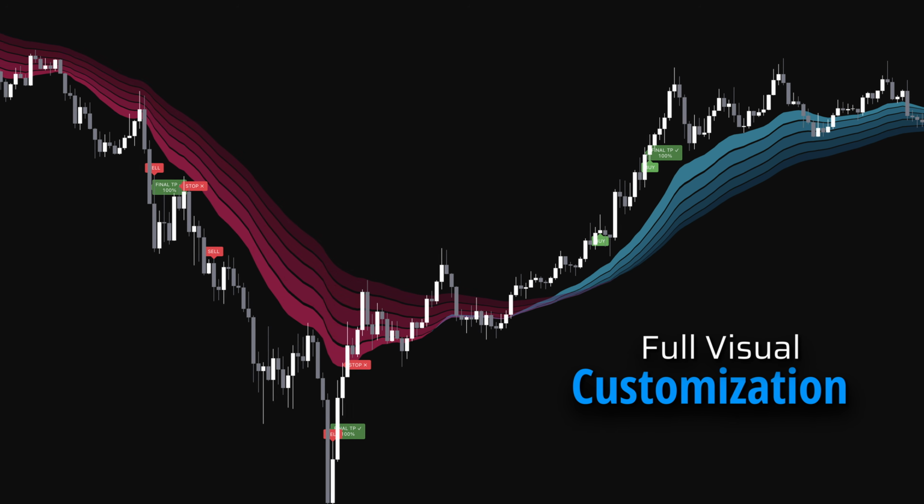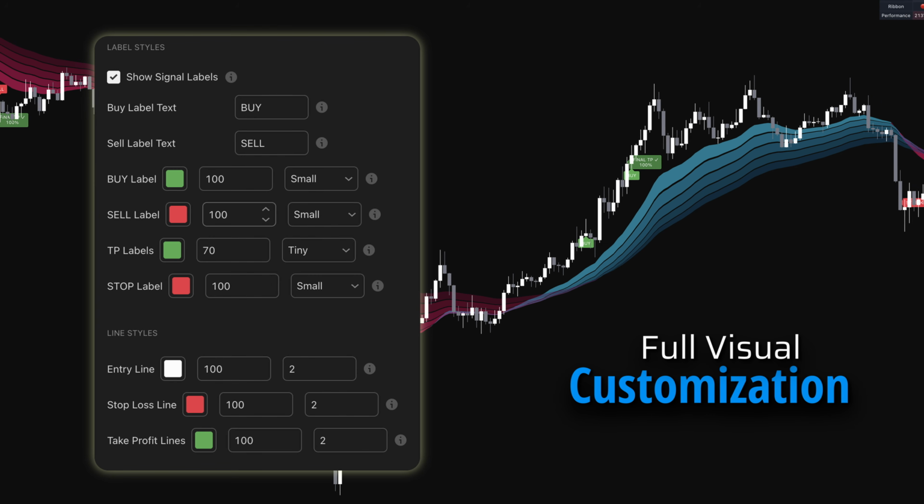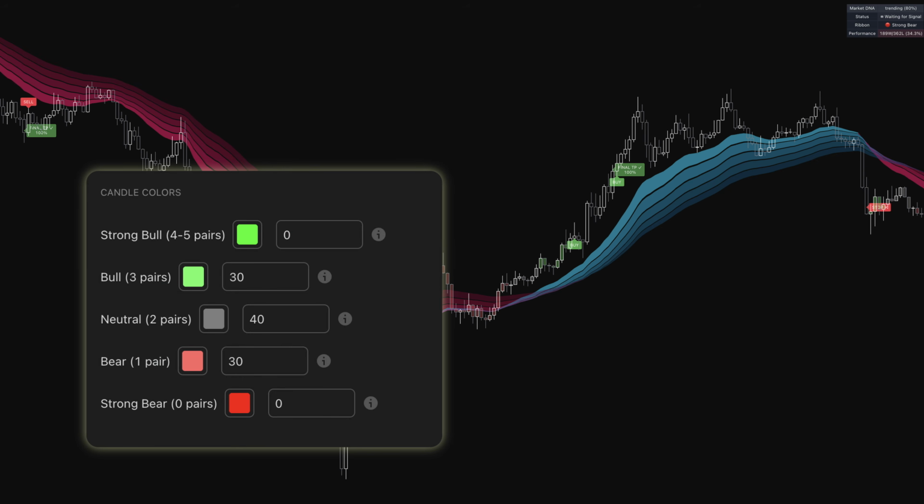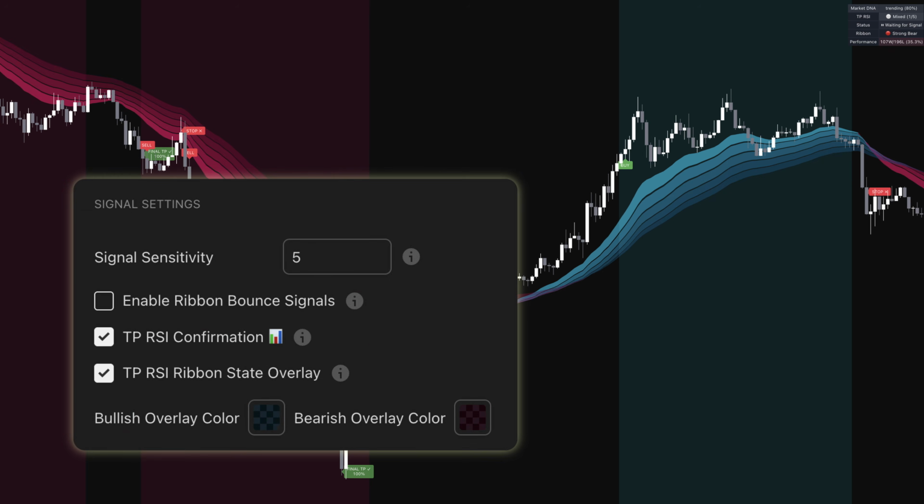Full control over how everything looks. Custom label text. Change buy and sell to whatever you want. Trend candle colors. 5 separate color pickers for strong bull, bull, neutral, bear, strong bear. Each with opacity control.